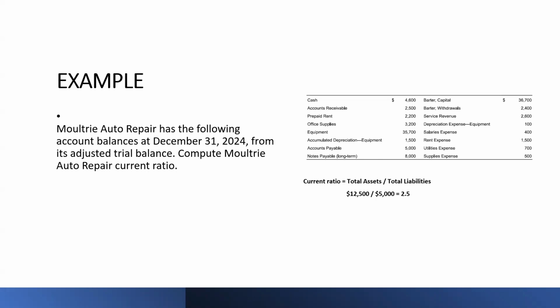So the formula for computing current ratio is total current assets divided by total current liabilities. So to compute the current ratio, you would add up the total current assets and divide it by your total current liabilities. So your total current assets would be $12,500 divided by $5,000 of your current liabilities, which will give you a 2.5 current ratio.